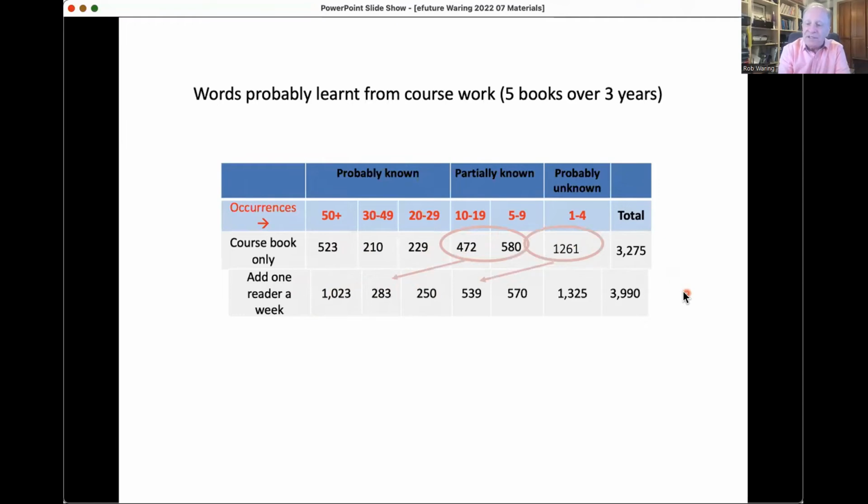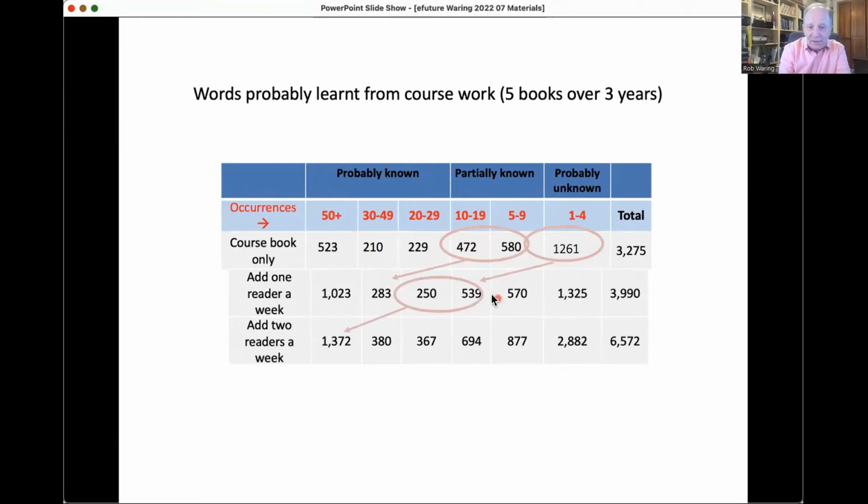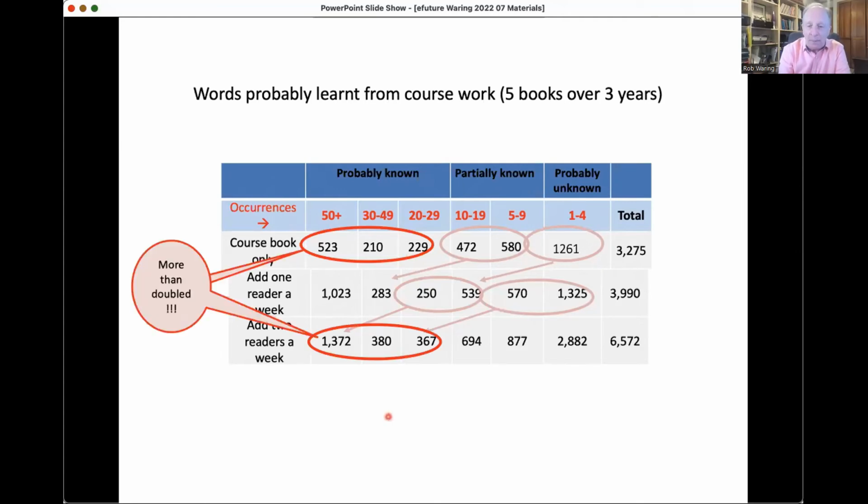So I then said, what happens if you do 2 reading books a week? And again, you can see that this vocabulary is moving and this vocabulary is moving across. So basically, if you compare course book only or course book plus 1 or 2 graded readers, effectively it's doubling the student's vocabulary. I'll say that again. By adding 1 or 2 graded readers per week, it effectively doubles the student's vocabulary. So please get some reading done for the students.